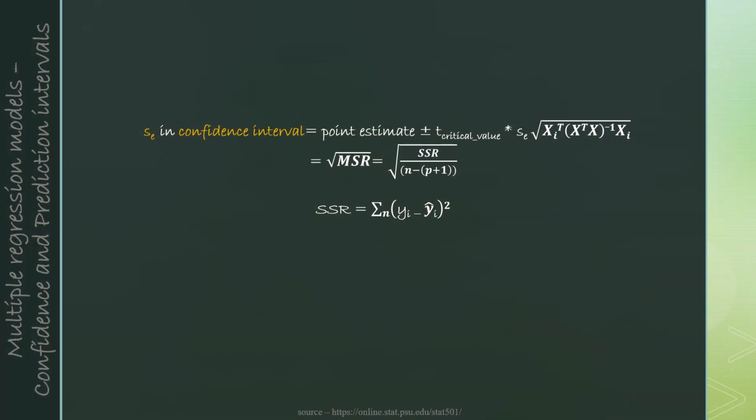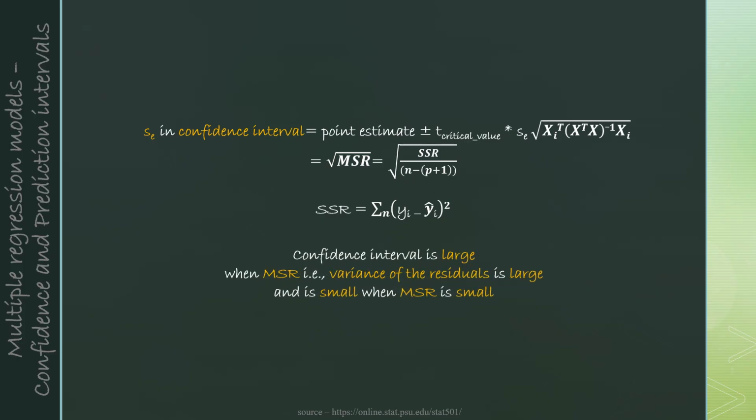Since SE in the expression for calculating the confidence interval equals square root of mean residual sum of squares MSE, which equals square root of residual sum of squares SSE divided by n minus p plus 1, where SSE, like in the case of simple linear regression model, equals sigma over n of yi minus yi hat the whole square. The confidence interval is large when MSE, that is the variance of the residuals, is large, and is small when MSE is small.